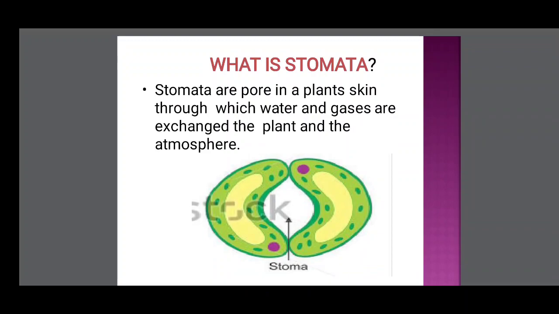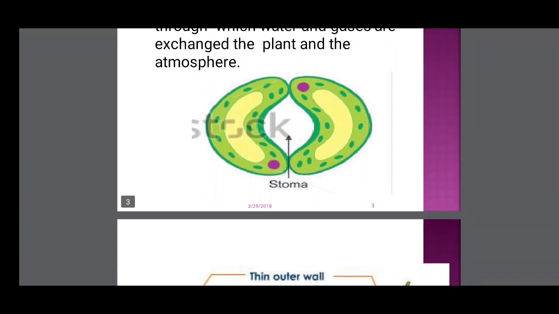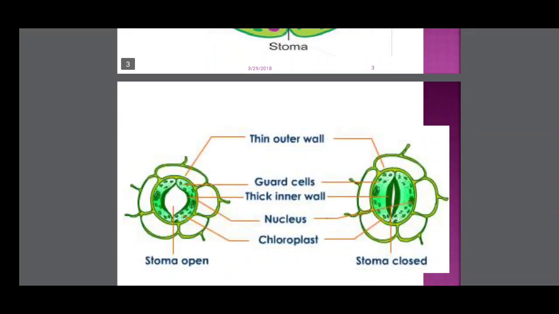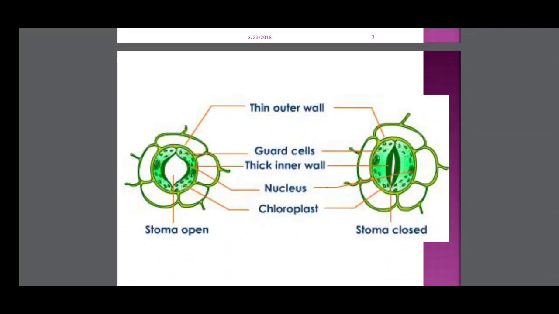So, what are the stomata? Stomata are the small pores occurring in leaves. Sometimes in some plants they occur in the stem also. They are used for gas exchange between the plants and atmosphere. So very important. Stomata are very important for plants for gas exchange between the plants and atmosphere.